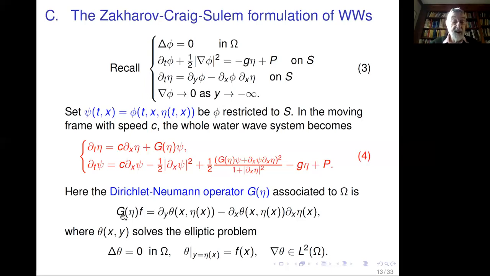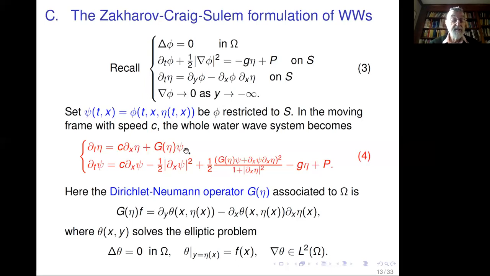And G, the operator G of eta, takes the Dirichlet data to the Neumann data. That's the standard Dirichlet-Neumann operator. And then I can get rid of the harmonic function here and just write everything in terms of the surface. So we have two functions, the velocity potential on the surface, that's this guy, and the function giving the surface, and it takes this form.